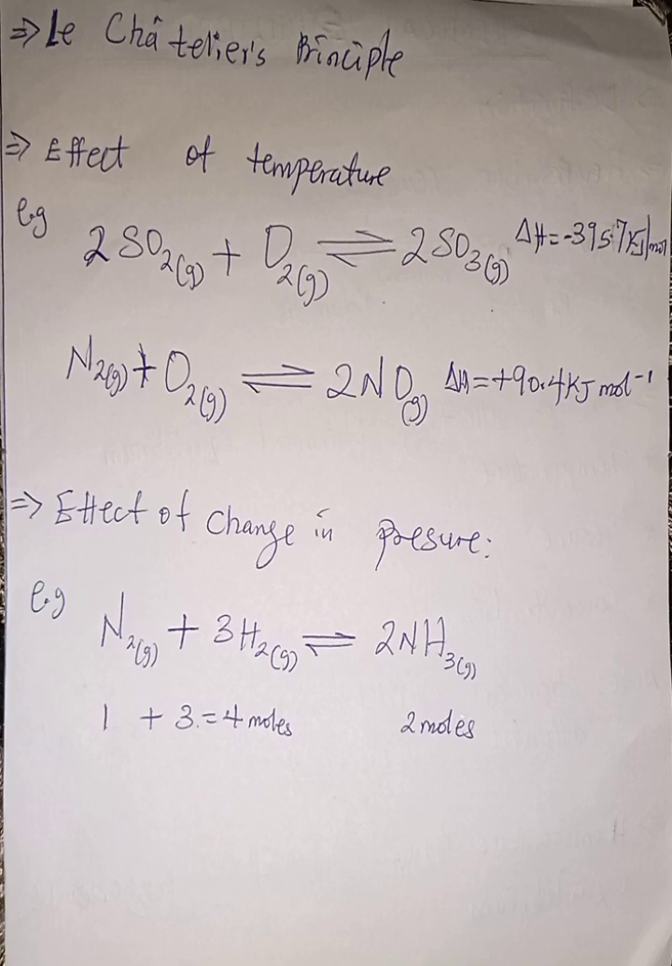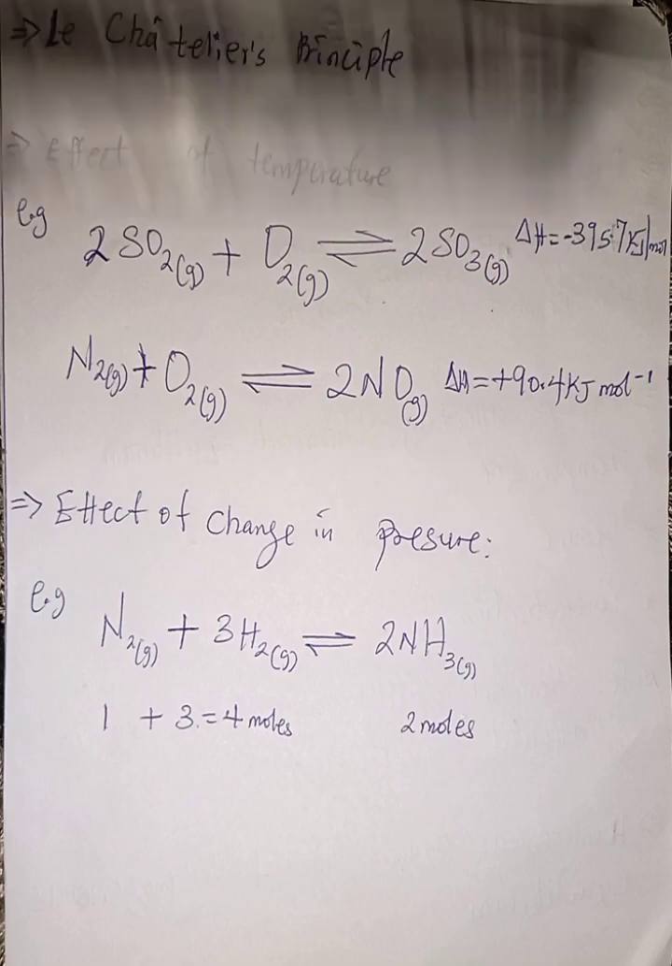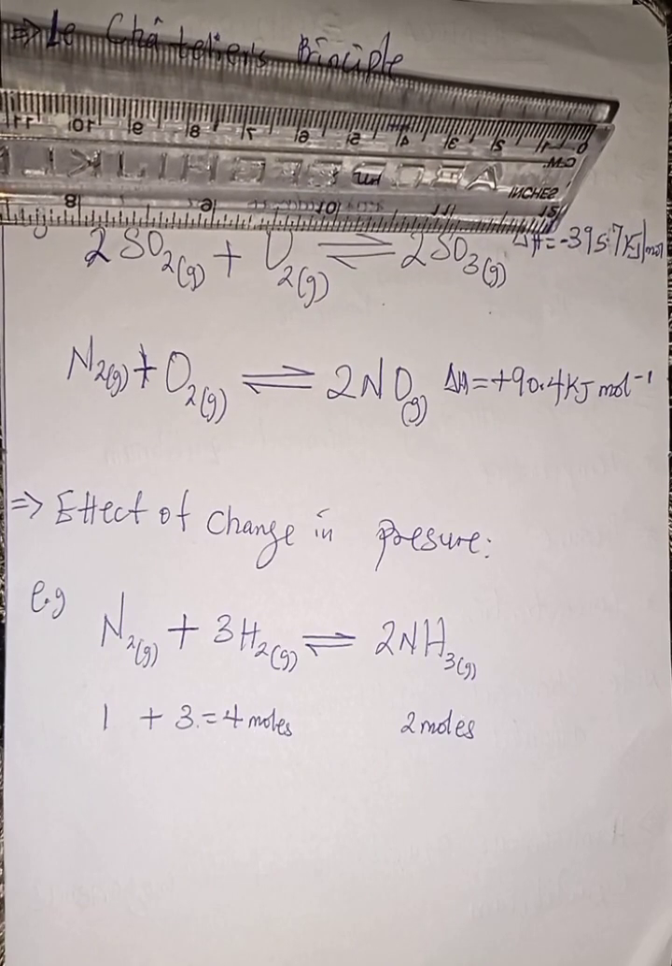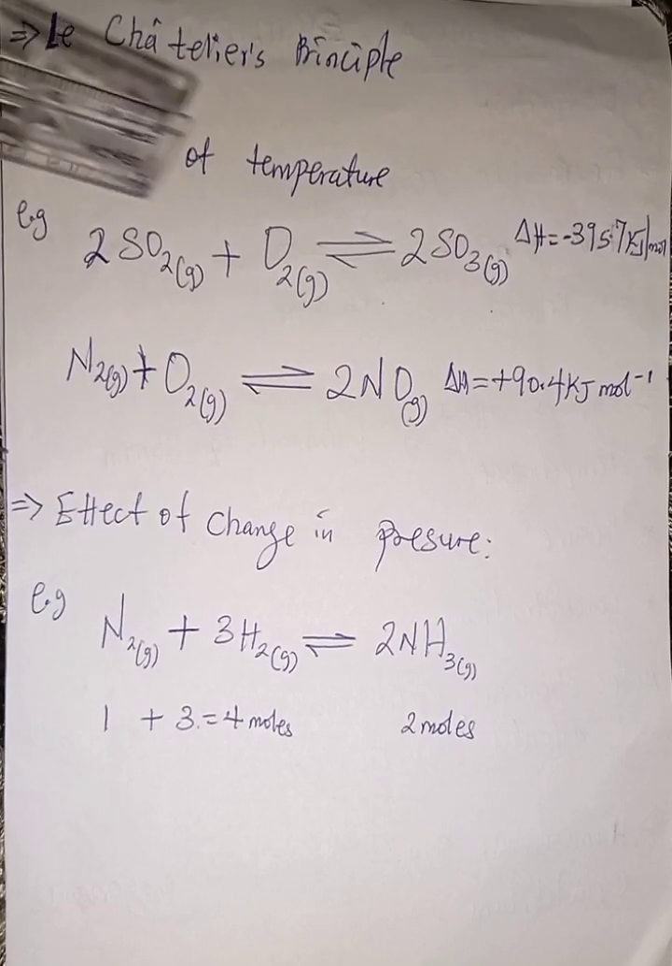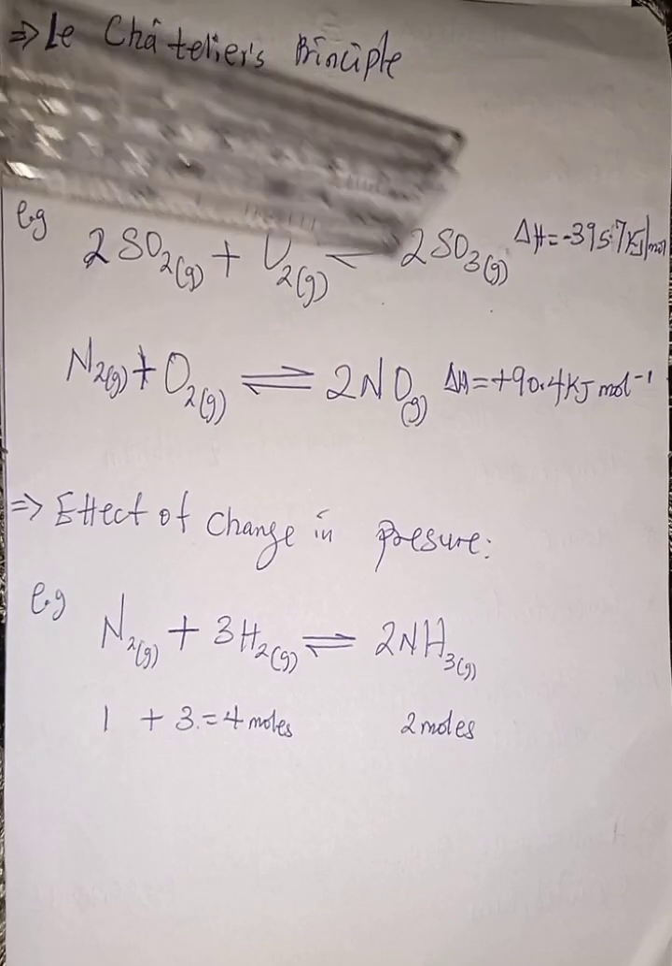If we are saying increase favors backward, in the same way, vice versa, decrease will favor forward. So please take note of that. It's very, very important. So for an exothermic reaction, in which the ΔH will be negative, if you increase temperature, you favor the reactant. If you decrease the temperature, you favor the product.